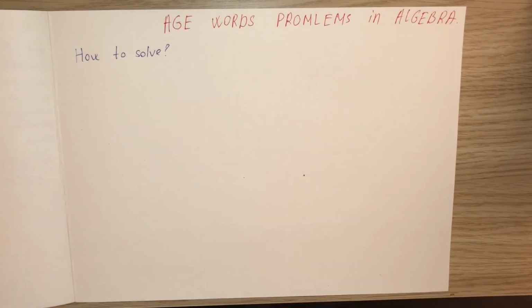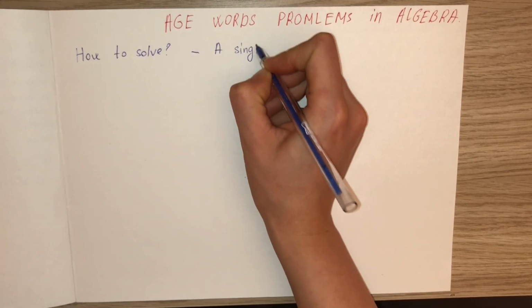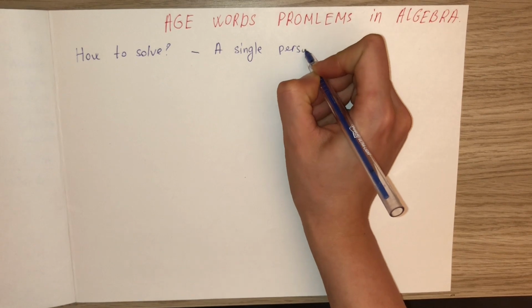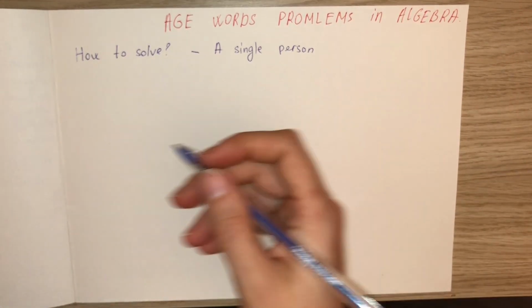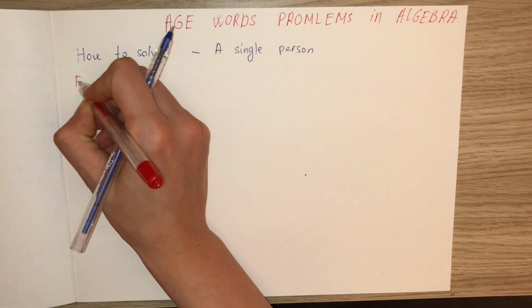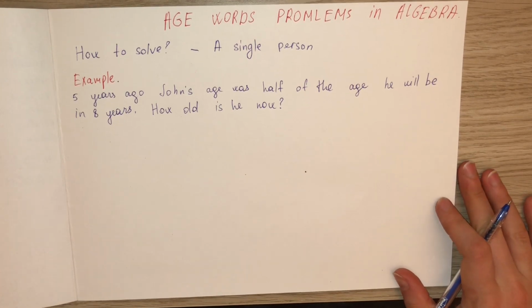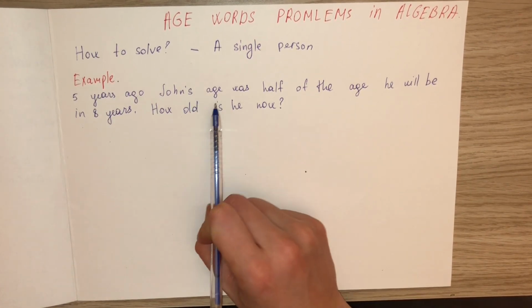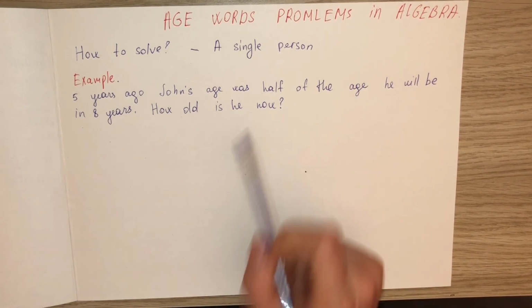If the problem involves a single person, that's similar to an integer problem. And let's do the example. For example, 5 years ago, John's age was half of the age he will be in 8 years. How old is he now?